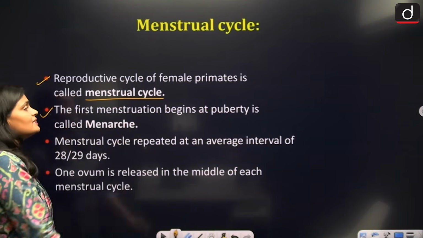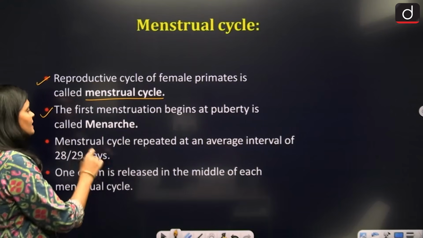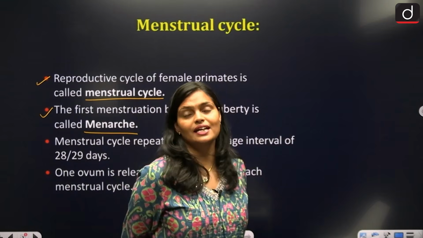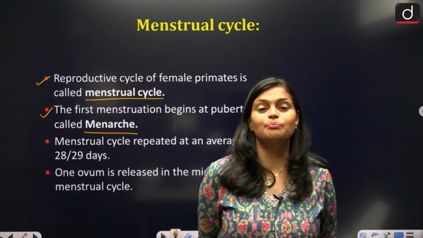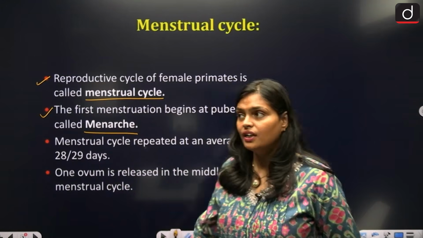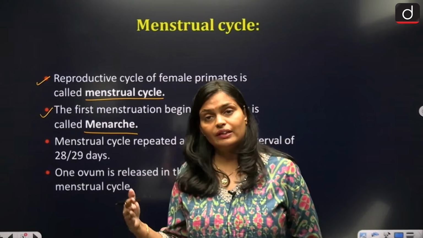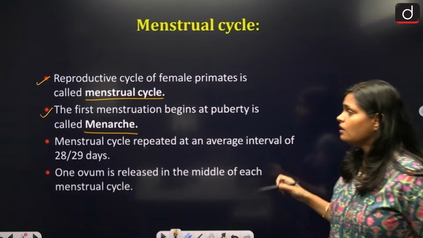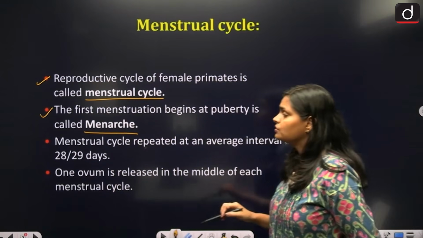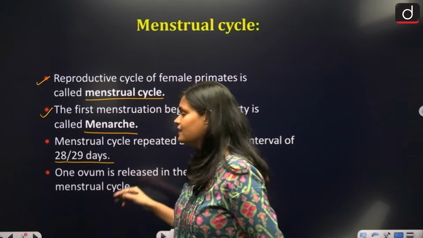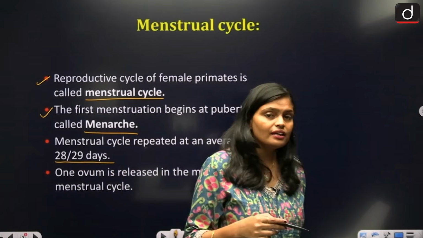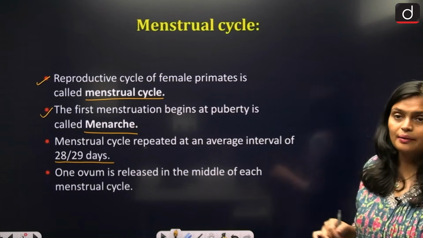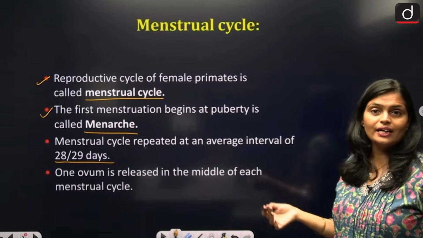The first menstrual cycle, or the menstruation, begins at puberty, called menarche. So when the first menstrual cycle starts, the process is called menarche. Whenever the menstrual cycle starts, that starting period is called menarche. The menstrual cycle is repeated at an average interval of 28 to 29 days.